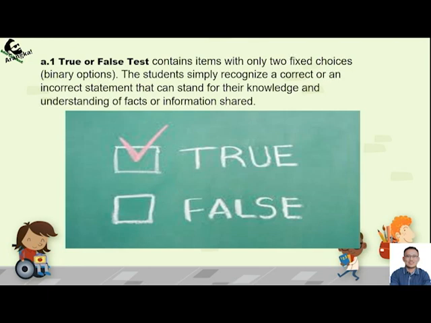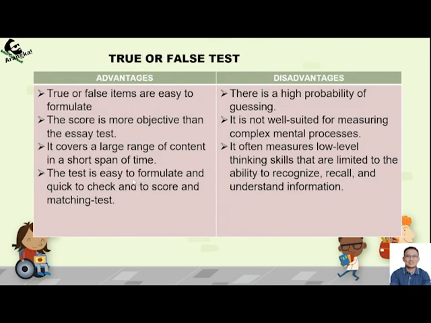Kundi si Juan, si Pedro. So, advantages of true or false: True or false items are easy to formulate. The score is more objective than an essay test. It covers a large range of content in a short span of time, and the test is easy to formulate and quick to check and to score.